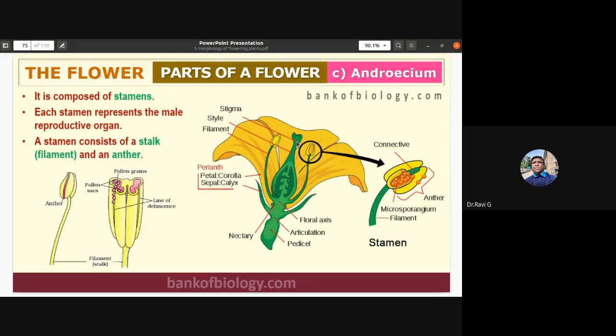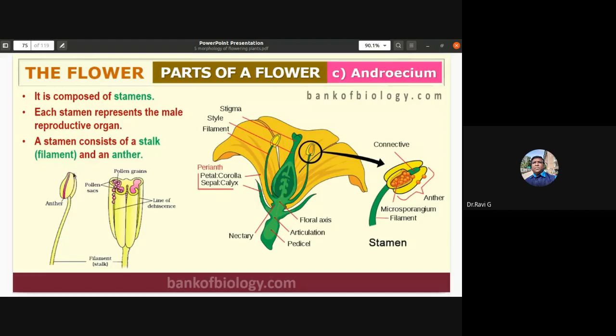Now we'll go for the discussion of the third whorl of a flower, the androecium. Androecium, you know, is the male reproductive part of the flower. So what is androecium? It's a collection of stamens. Each stamen represents the male reproductive organ. What is the stamen made up of? It consists of a stalk, which we call the filament, and lobes, two lobes, which we call the anther.